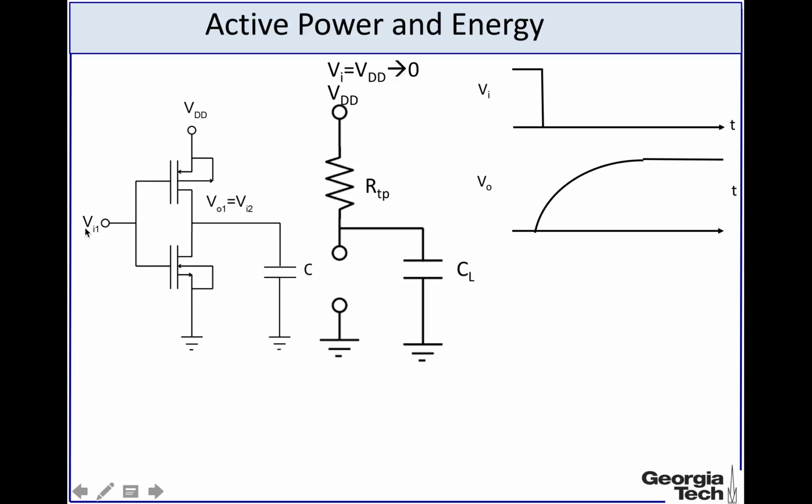For example, the input Vi goes from VDD to 0, and as a result the output will go from 0 to VDD. The way this transition of the output happens can be thought of as the capacitor CL charging through the resistance RTP, where RTP denotes the effective resistance of the pull up transistor, the P-type MOSFET. Remember, the N-type MOSFET is open circuit here when your input goes from VDD to 0, or logic level 1 to 0.